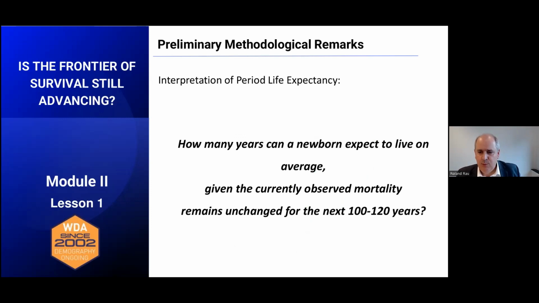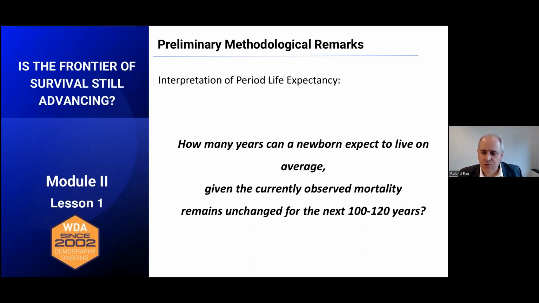How do we interpret period life expectancy? It's how many years a newborn can expect to live on average, given the currently observed mortality remains unchanged for the next 100 to 120 years. People are usually surprised when they see this interpretation, but that's the valid interpretation. We would have to assume for the next 100 to 120 years mortality conditions remain the same to be sure that our estimate is correct.